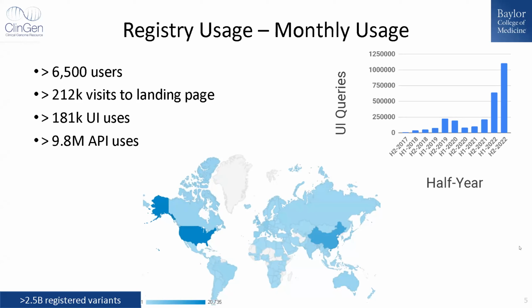And currently we have a little bit over 2.5 billion registered variants in the allele registry. And so we anticipate that number growing as we move forward. And you can see from our trends here, we actually had a pretty large explosion of usage the last year in 2022.